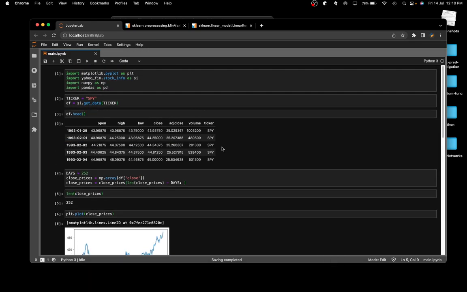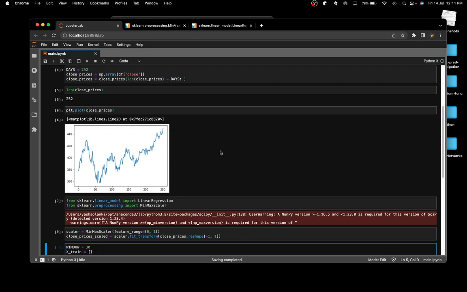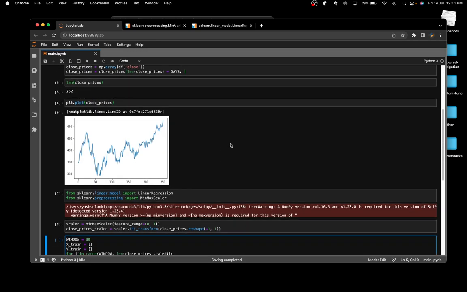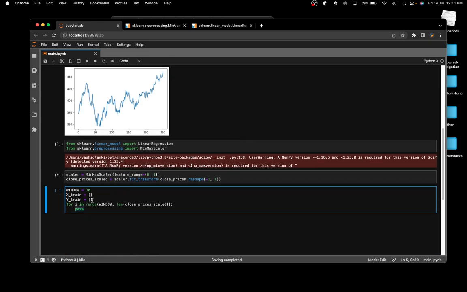I explain the mathematics, but I won't be explaining a lot of the programming portion because I'm expecting this stuff to be known. Alright, so now let's start appending this. So x_train.append, and let's append the close prices scaled, and we want to start from i minus window, I think that should be good enough, and y_train.append is just going to be equal to close prices scaled at i. I'm guessing that's good enough.